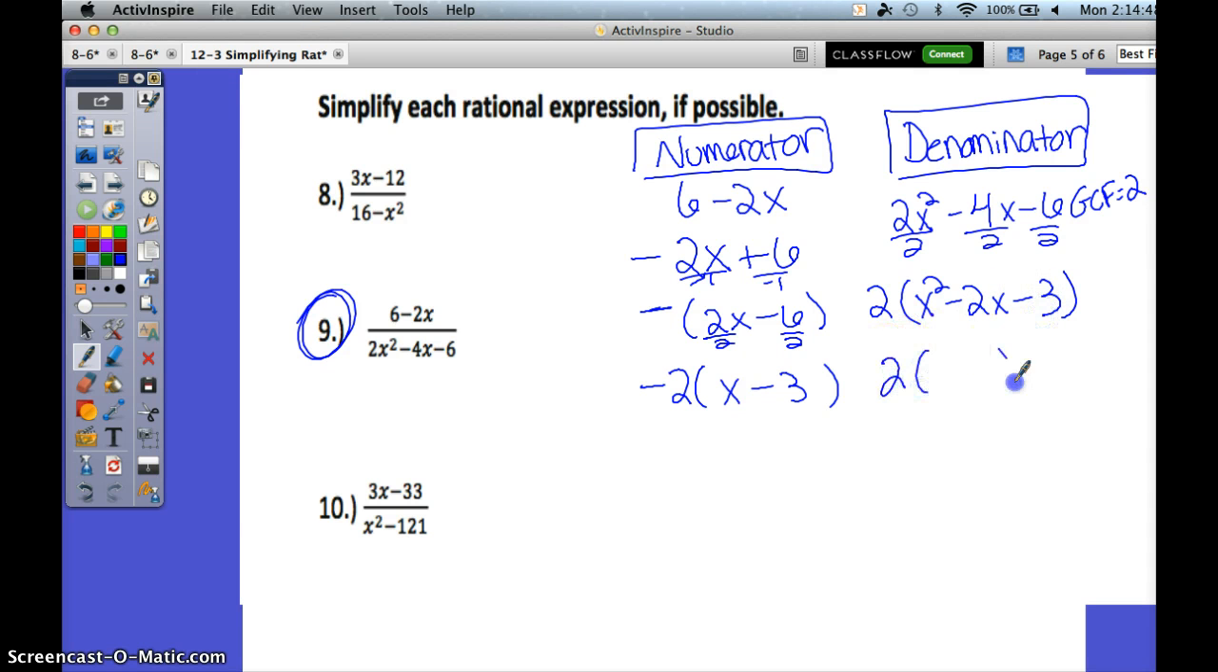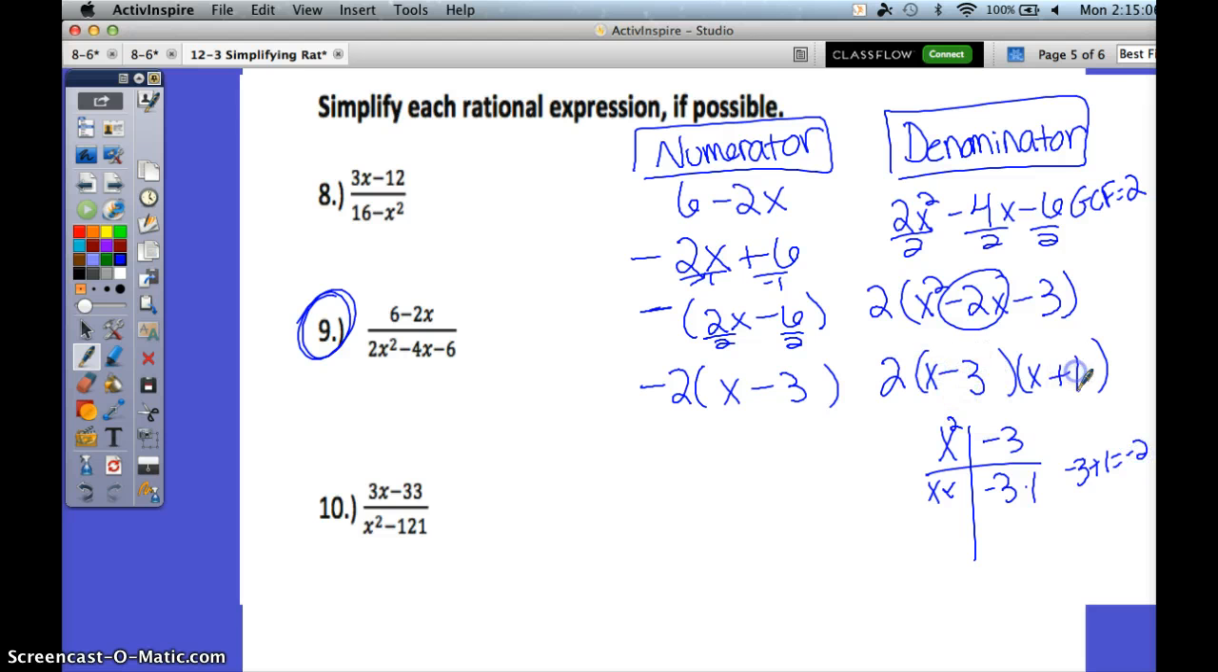Now let's see if we can factor this. So make your chart x squared and negative 3. Factors of x squared are x and x, so those are your brownie points. What multiplies to be negative 3 and adds to be negative 2? Well, negative 3 times 1, but negative 3 plus 1 equals negative 2. So you have minus 3 plus 1.